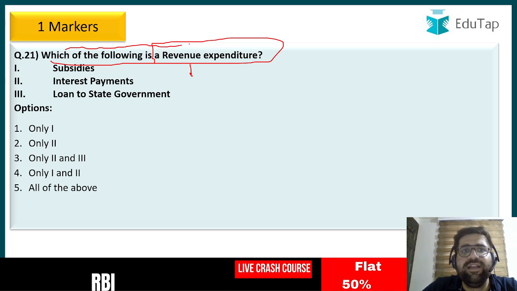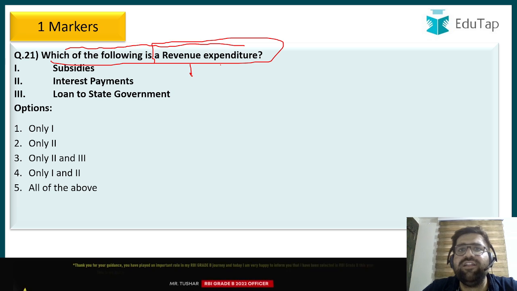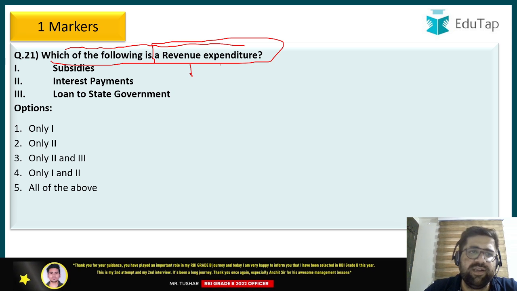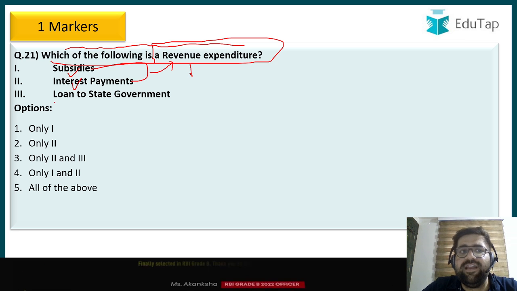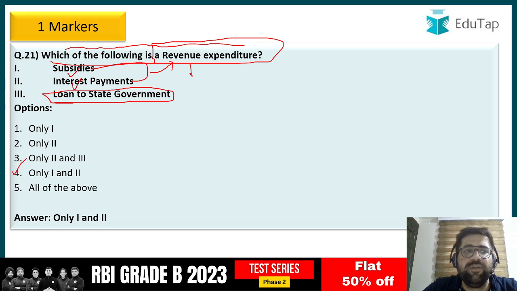Which of the following is a revenue expenditure? Now, I hope you remember what revenue expenditure is. Those kinds of expenditure which are recurring in nature and do not affect your assets and liabilities. If you see, subsidies and interest payments are a kind of revenue expenditure, whereas a loan to the state government is capital in nature. Therefore, the correct answer will be option 4.